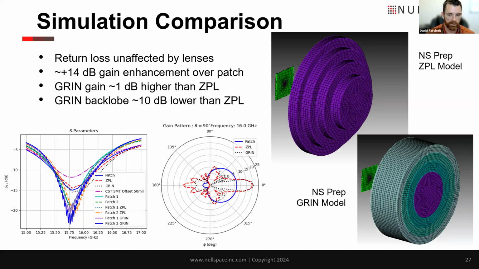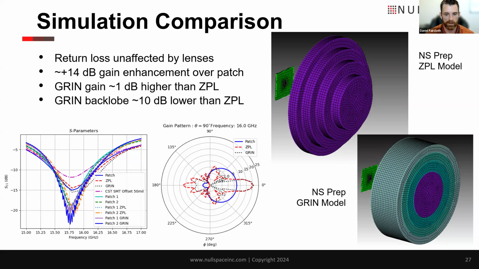But then we have our question of, is the Grin lens offering any benefits? Even though they occupy the same volume and have the same aperture area, the Grin lens does actually give about 1 dB more of bore sight gain, but notably it reduces the back lobe by about 10 dB, which could have some pretty serious performance effects depending on your application. So right out of the gate, we see at least 2 advantages from an RF standpoint of using the Grin lens over the zone plate lens.